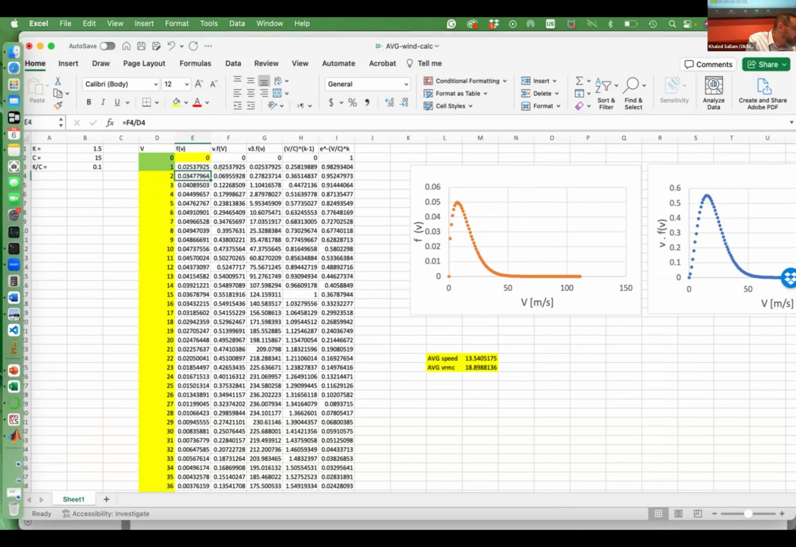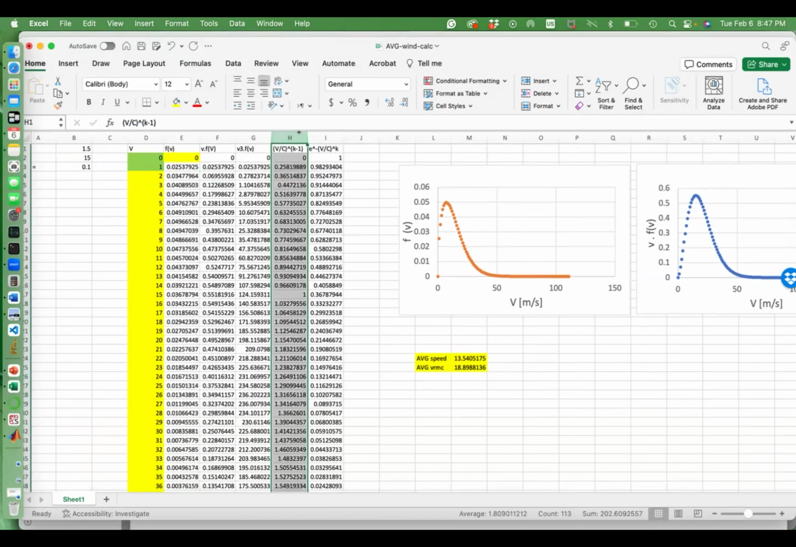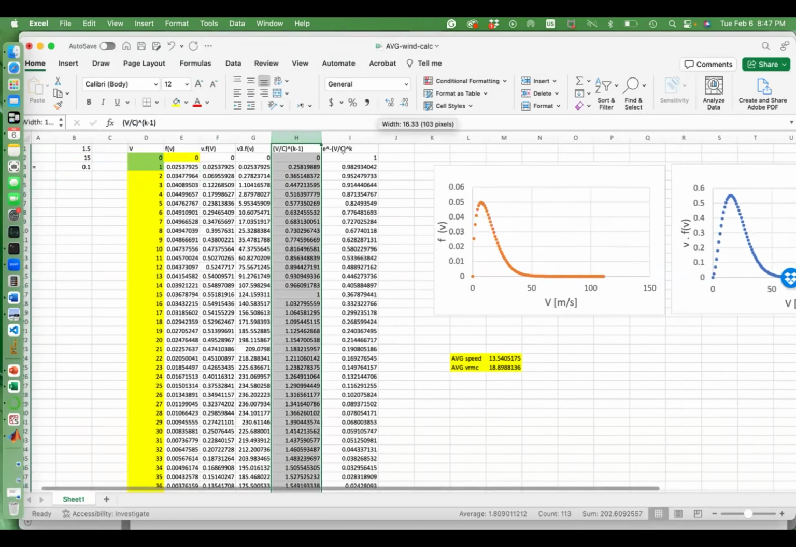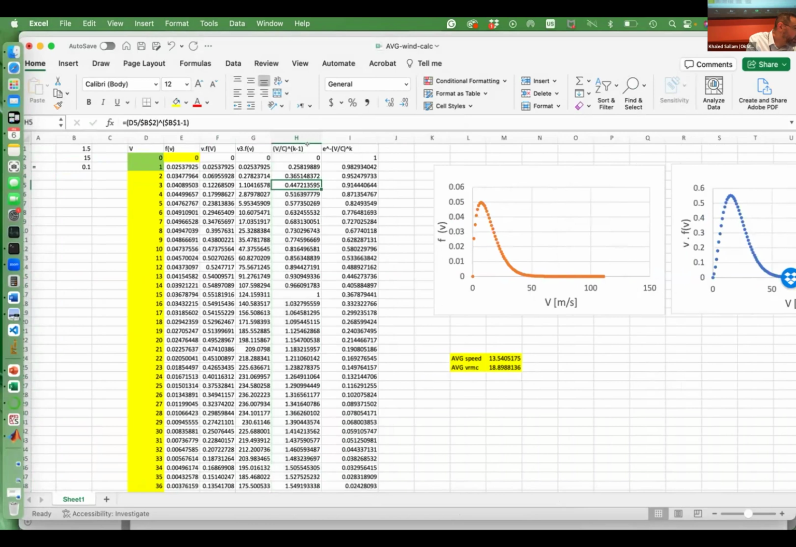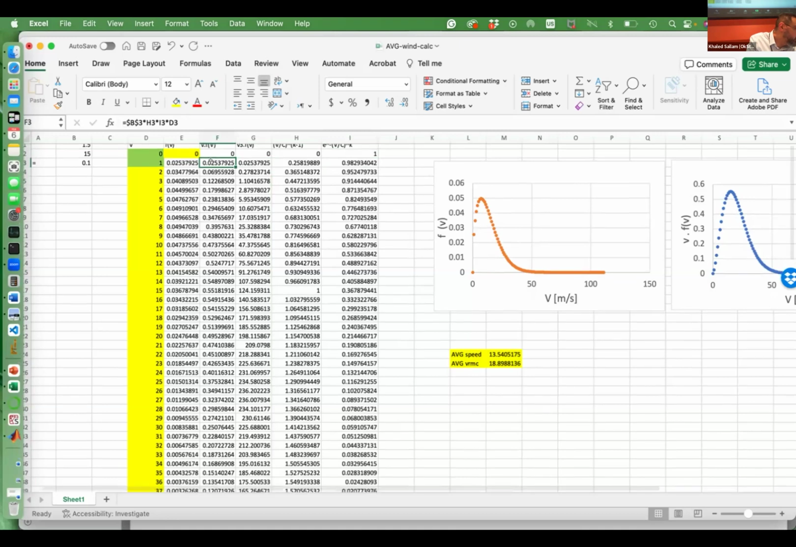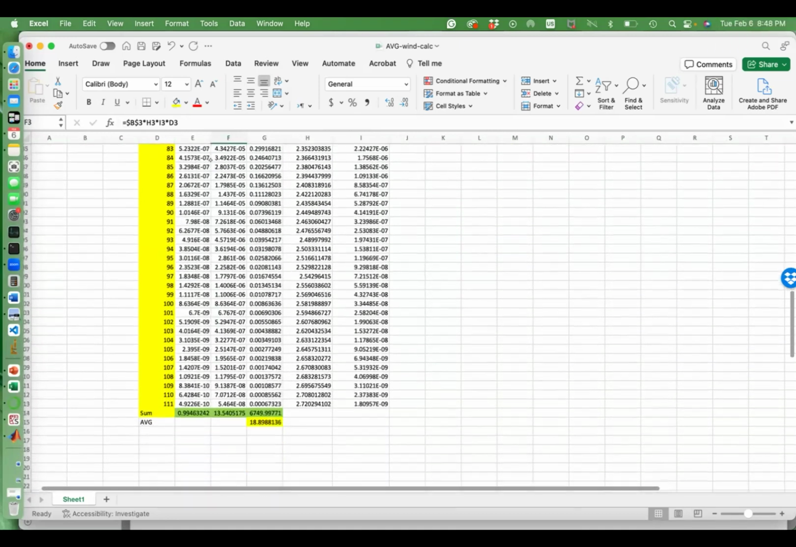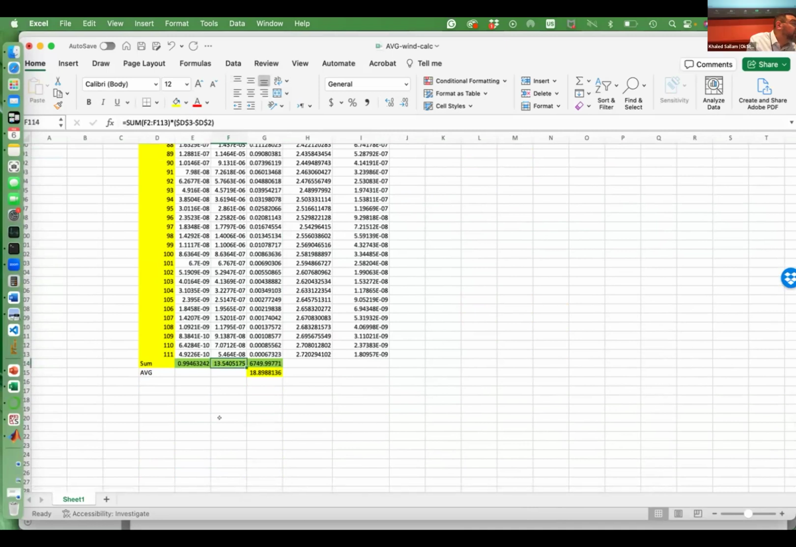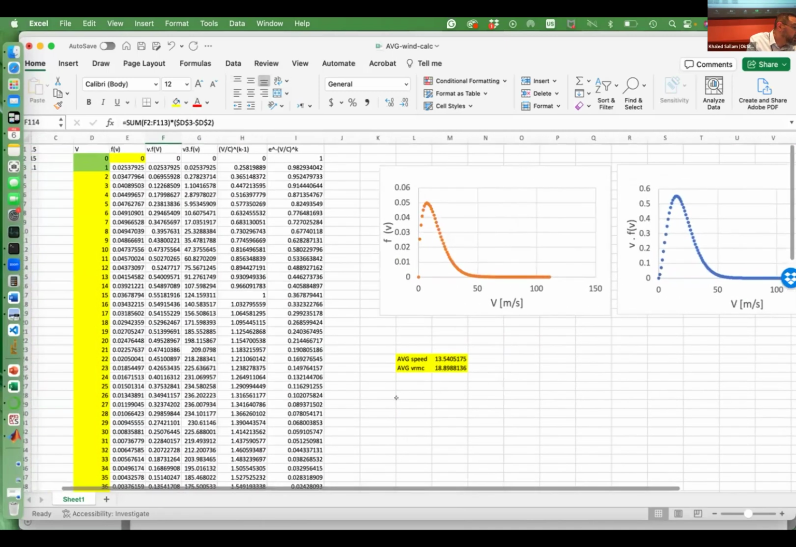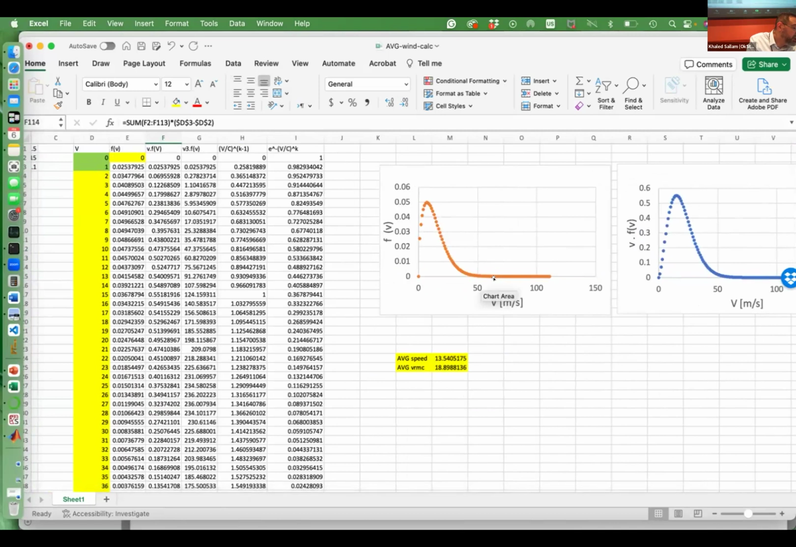How do I get f of V? So I did it in parts so that I wouldn't get confused. This is V over C to the power k minus 1, and this is e to the power of the exponent. At the end of the day, this is the f of V, right? And then I add all of them, and when I add all of them, I get the average. So here is my f of V, and here is V multiplied by f of V. This is the one that we are adding.